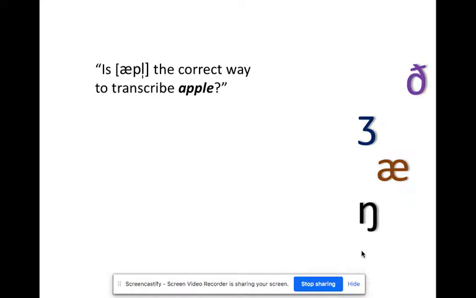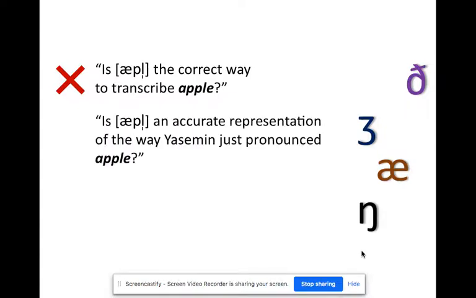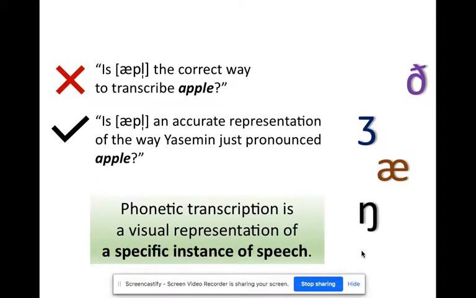So, given all this, what if somebody were to ask, is this the correct way to transcribe apple? That's not really a meaningful question. But is this an accurate representation of the way Yasmin just pronounced apple? Yes, okay, that it makes sense to ask. Because phonetic transcription is a visual representation of a specific instance of speech. This is the really important thing.